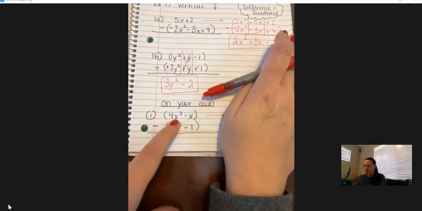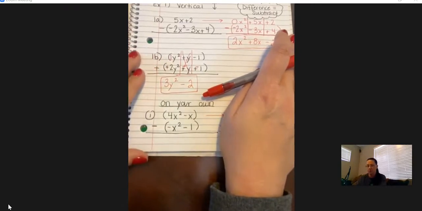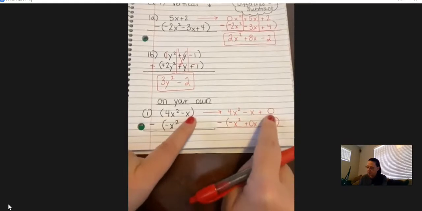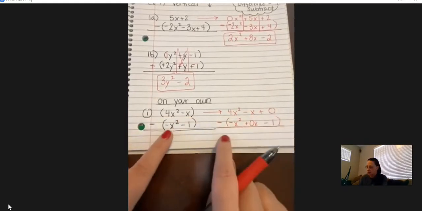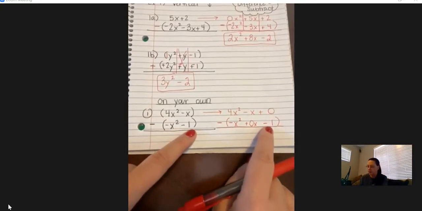So first I notice there's an x squared, there's an x, and then there's a constant. So right now, these are not like terms, so I don't like them looking like they're stacked on top of each other. So I'm going to rewrite them. X squared, x, and then a constant of 0. This one was x squared, there were no x's, and then the constant.